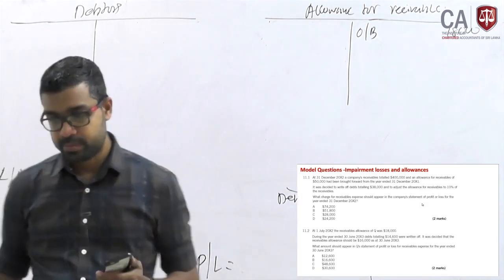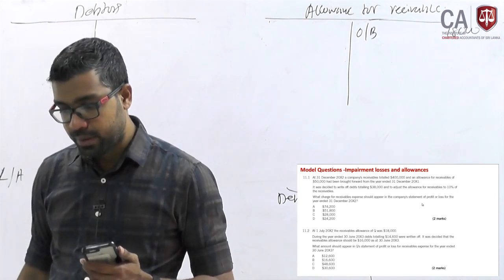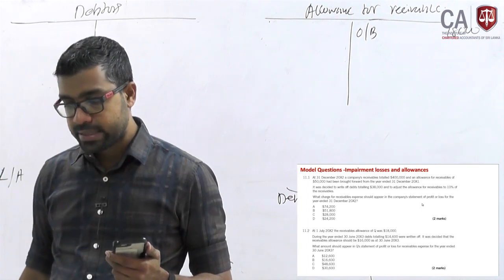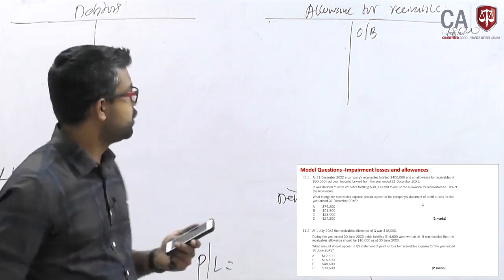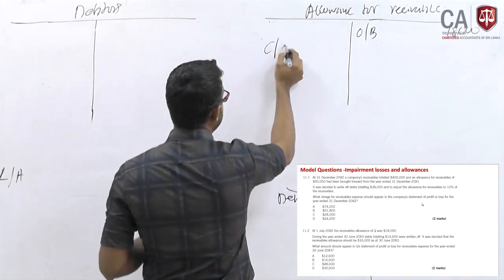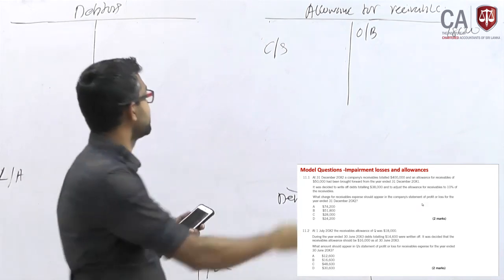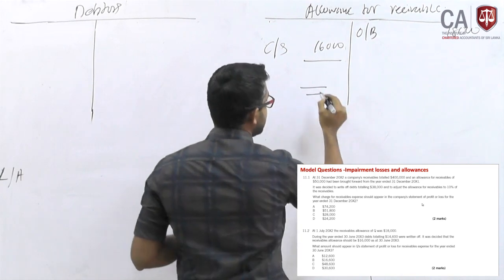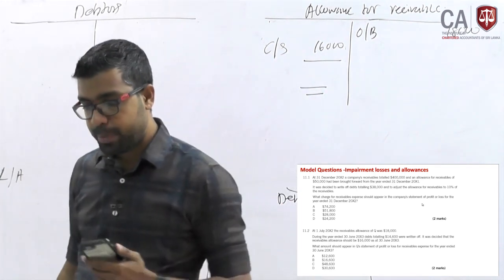14,600. Information: it was decided that receivable allowance should be 16,000 as at June 2003. What should the closing balance be by June 2003? It should be 16,000. No need to calculate it. So then what is the examiner asking? What is the amount that should appear?